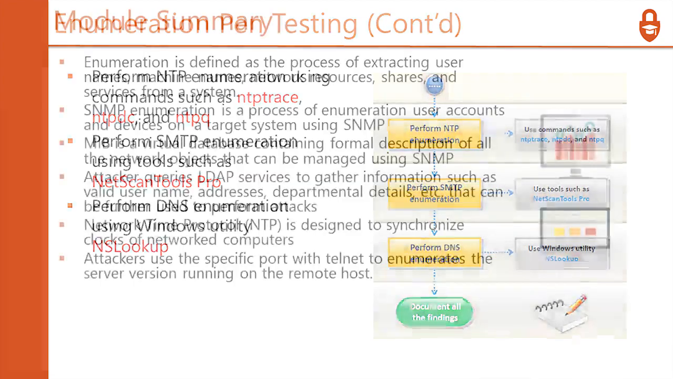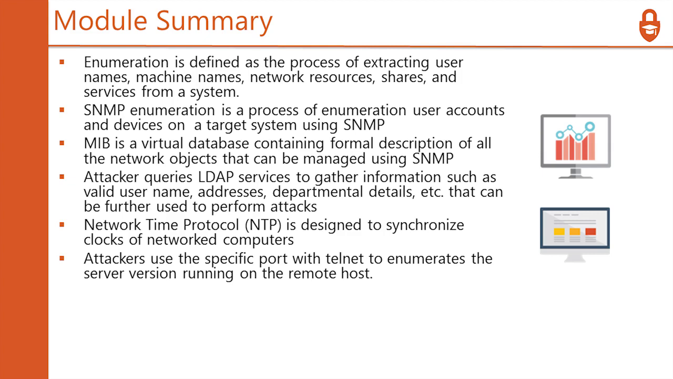So in summary, enumeration is defined as a process of extracting usernames, machine names, network resources, shares, and services from a system. Pretty much any information that you're going to extract is enumeration. So SNMP enumeration is a process of enumerating user accounts and devices on a target system using SNMP. And then the MIB, the Management Information Base, is a virtual database containing formal descriptions of all network objects that can be managed using SNMP. Again, all of the stuff that they're talking about here applies to older SNMP 1, some SNMP 2, but SNMP 3 has kind of fixed that. Just watch the encryption, otherwise you're wide open again.